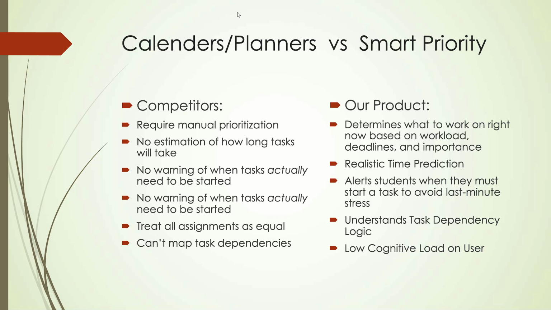Okay, so this is just to illustrate the differences between our product and our competitors. As you can see, traditional calendars and planners require students to manually prioritize their work. They're unable to predict how long tasks will take, and they don't warn you when you actually need to start. They treat all assignments as equal, and they're unable to map task dependencies. The Smart Priority product solves all of these weaknesses.